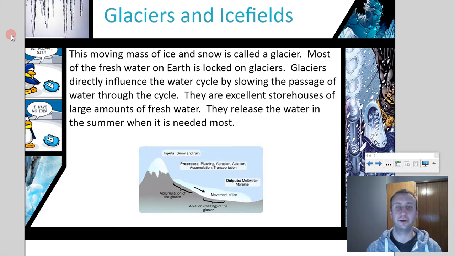Most of the fresh water on Earth is locked up in glaciers, and glaciers directly influence the water cycle by slowing the passage of water through the cycle. It essentially is like a bank, a savings account for water. Once it's in the glacier, it's not evaporating a ton and re-entering the water cycle. It's in there. It's stuck. It's like our savings account, our emergency fund for fresh water. You don't want to access it, right? It's there in case you need it.